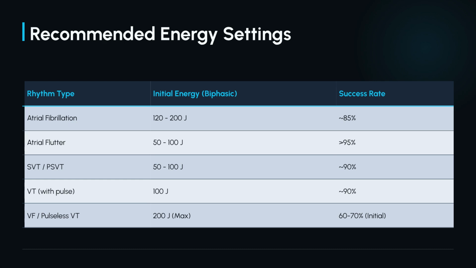Review the recommended biphasic energy settings for various rhythm types, such as 120 to 200 joules for atrial fibrillation and 200 joules maximum for VF or pulseless VT.